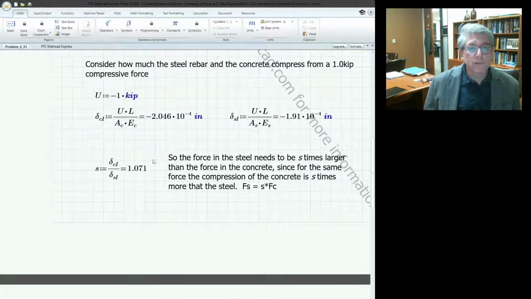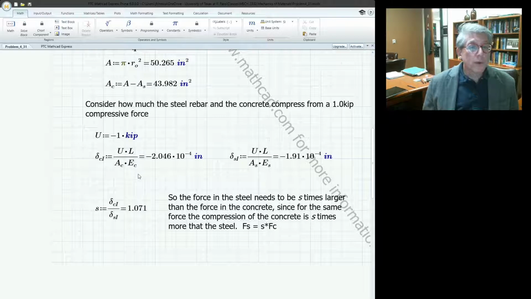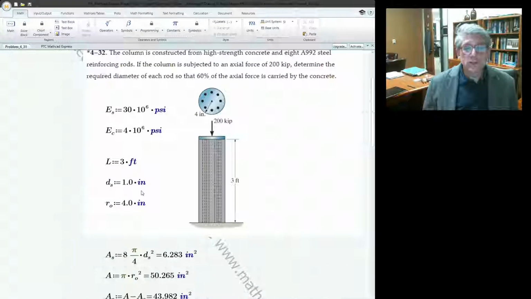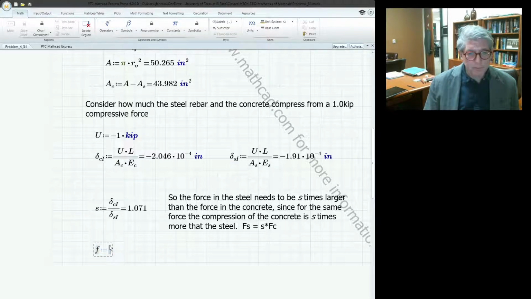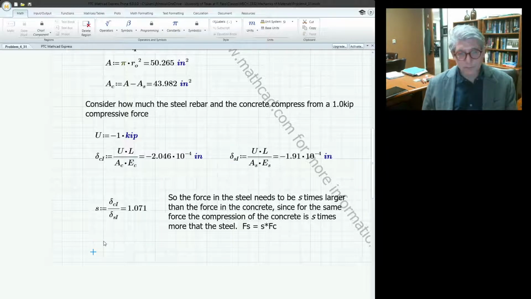So right now, the force ratio is right here. The force in the concrete is 1.071 times that of the steel. We want S to go to 0.6. So what are we going to do? Well, no, I'm sorry, I should redo this. So the factor we want, I'll call it F. Well, actually, let's just do it more directly. I'm sorry, I'm talking too much. Let's just make sure we get it right.